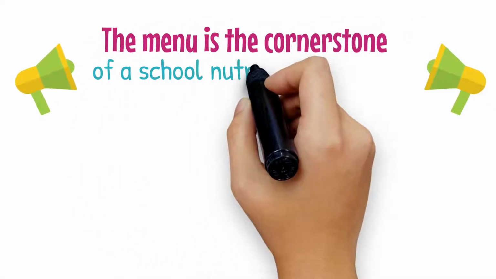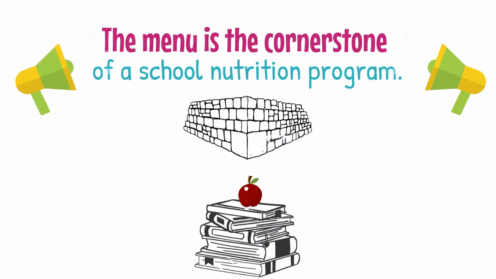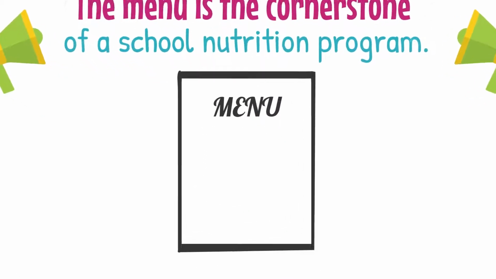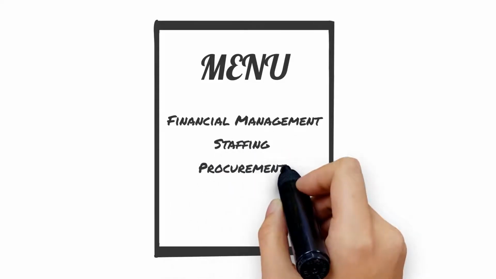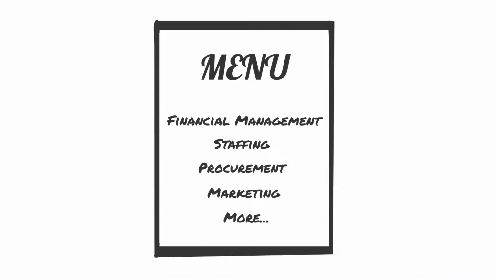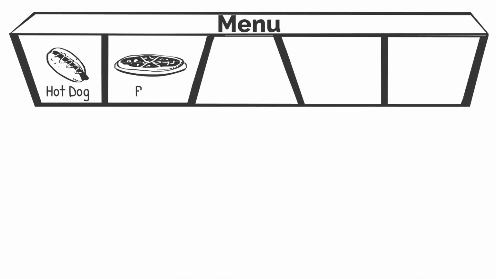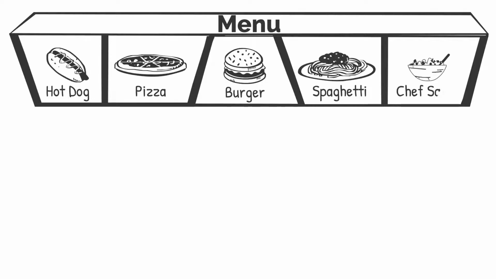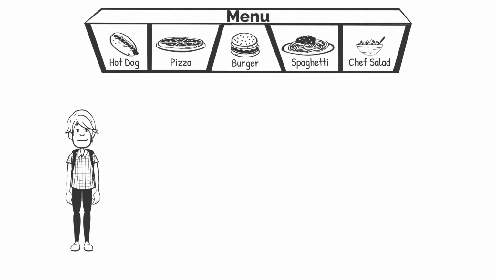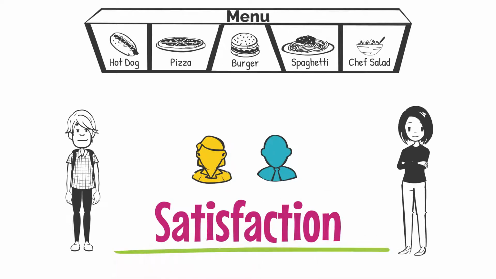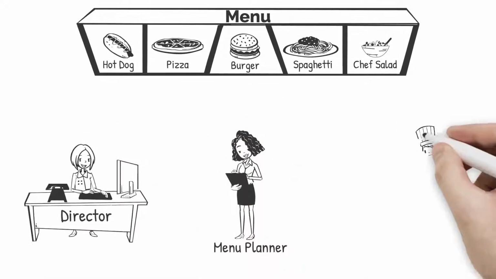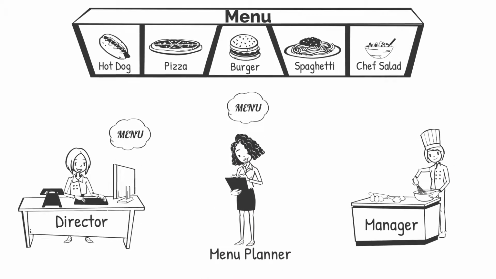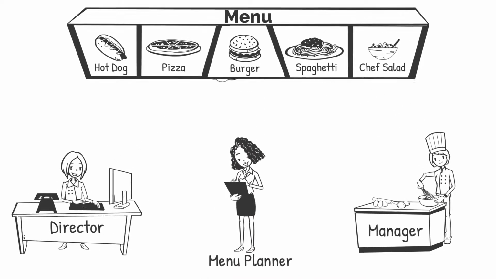We've all heard it before. The menu is the cornerstone of a school nutrition program. The decisions made about the menu drive everything about the operation, from financial management to staffing to procurement, marketing, and more. Most importantly, the menu and how its menu items are served and prepared undoubtedly affects student, parent, and other stakeholder satisfaction. There are a lot of other responsibilities involved in a school nutrition program besides the menu, but ultimately, the menu is the one area that has the greatest impact.